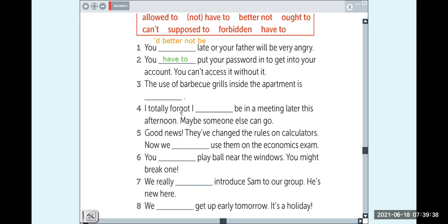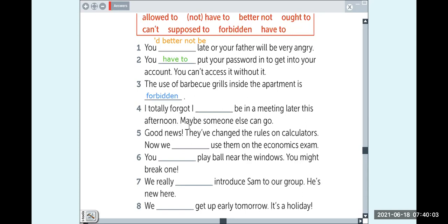Number 3, the use of barbecue grills inside the apartment is not allowed. It's not allowed. Okay, any other ideas? It's forbidden. Forbidden, we can say forbidden, right? The word we can use is not allowed.